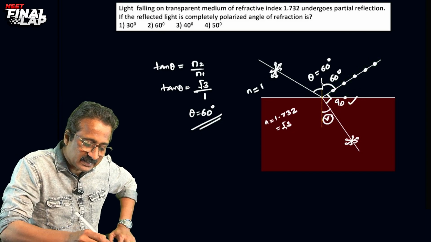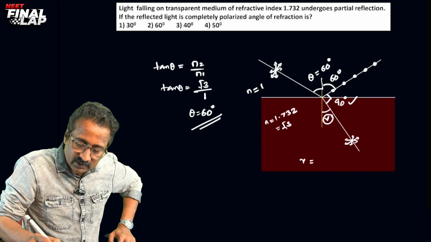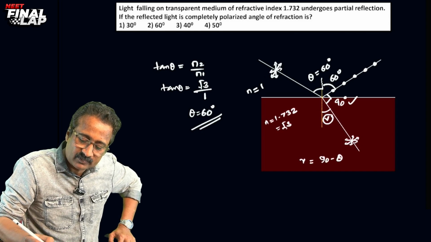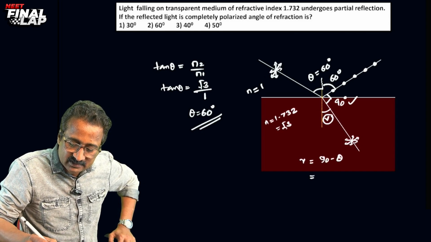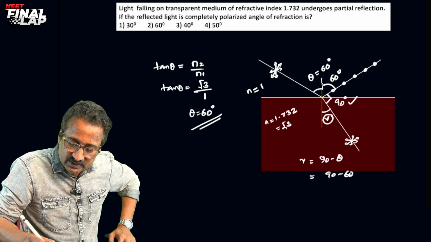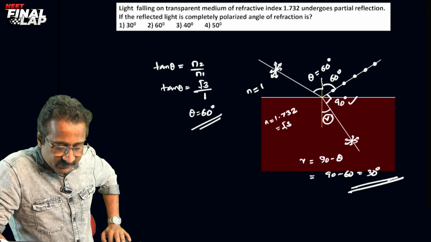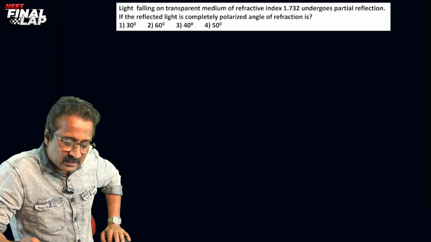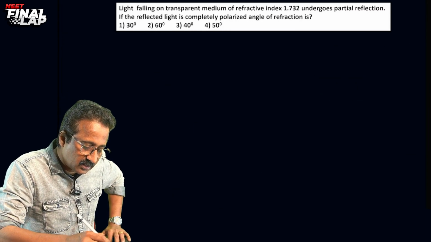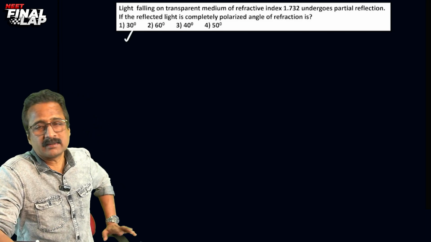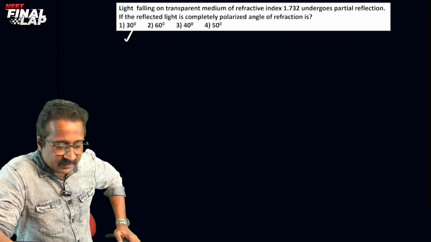As long as that angle is 90, r will certainly be equal to 90 minus theta. 90 minus theta means 90 minus 60, which is equal to 30 degrees. So the angle of refraction in our question is 30 degrees. Yes, you can go with option 1. So that was a question based on polarization by reflection.